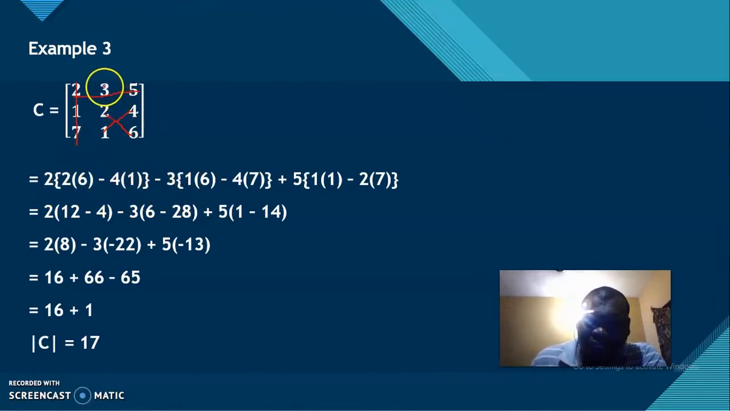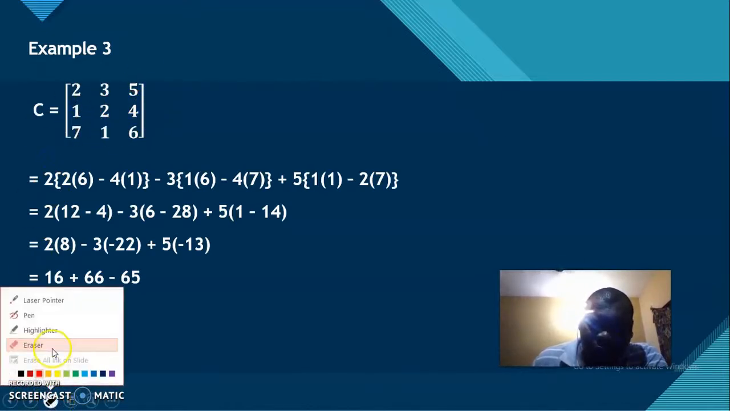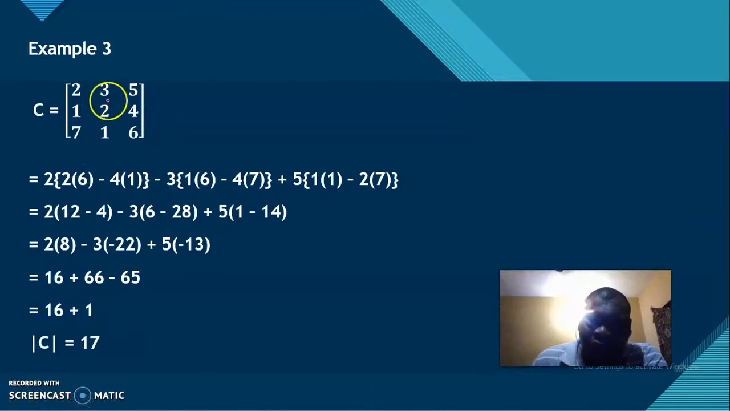For the second element, 3, when we wipe it off, let me erase this one so that it's very clear. So now for element 3, we're going to wipe it off. We have 1, 4, 7, 6. So now minus 3, 1 times 6 minus 4 times 7. You can see it here. 1 times 6 minus 4 times 7.